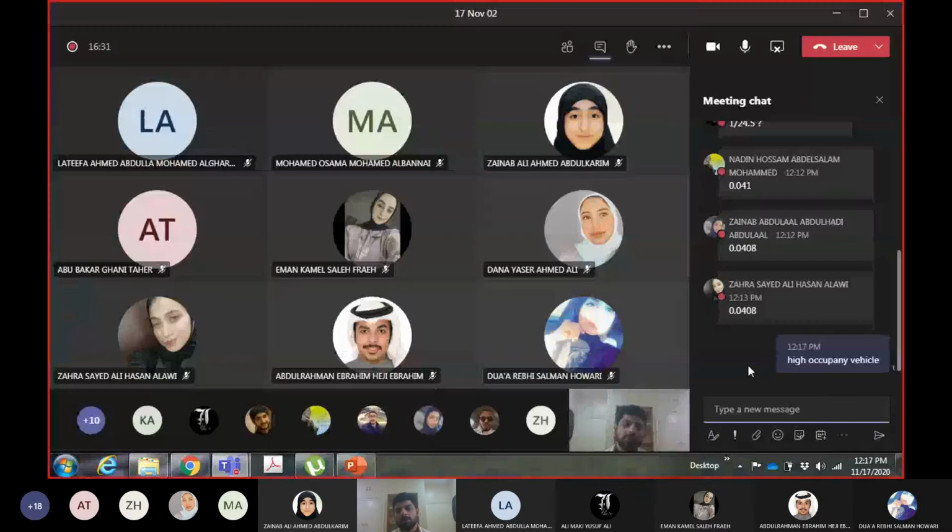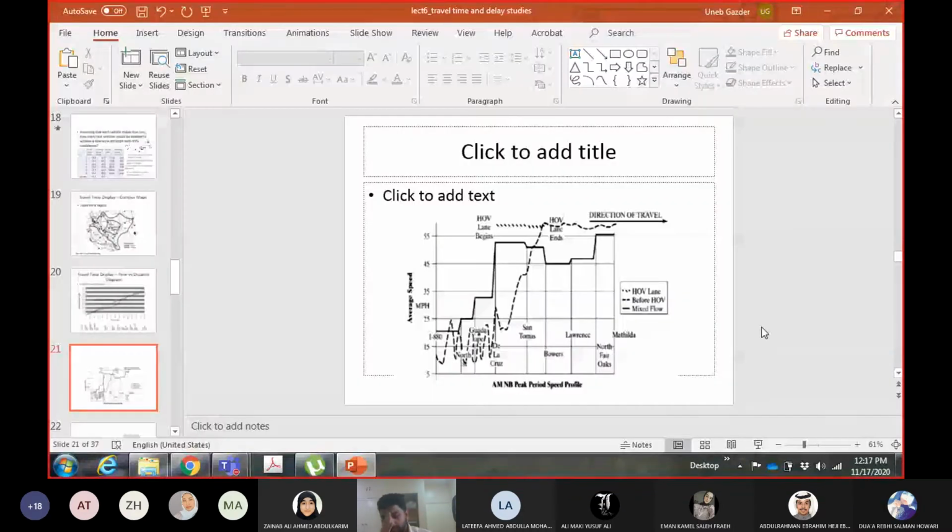Okay, so those vehicles, the high occupancy vehicles, can travel in their own exclusive lane, so they will not be part of the regular traffic. We are incentivizing people to have more people in their vehicle, so they have their own lane and they will go faster.